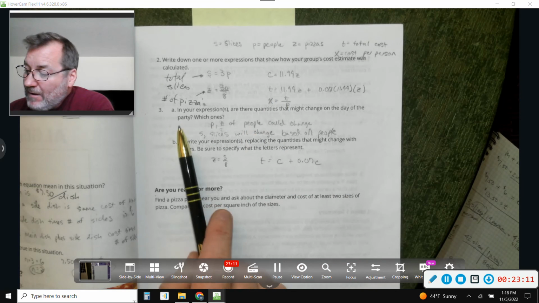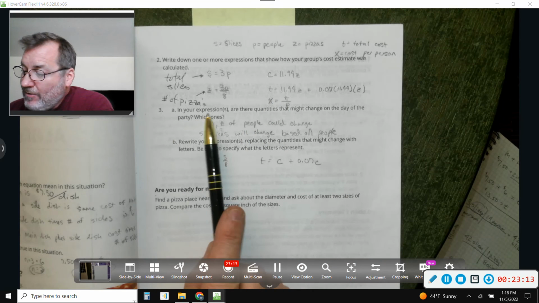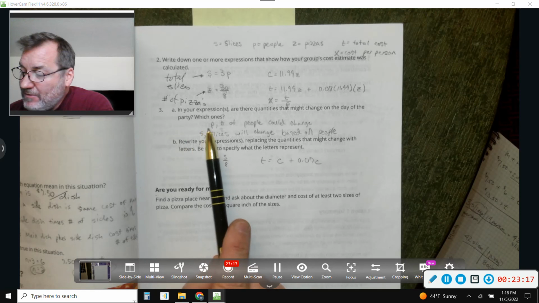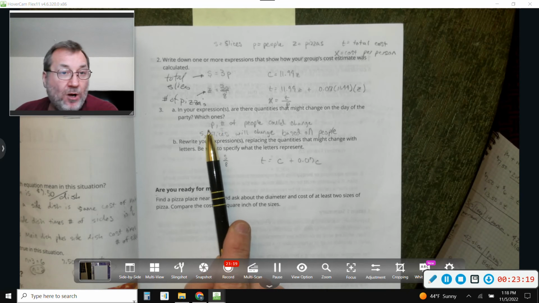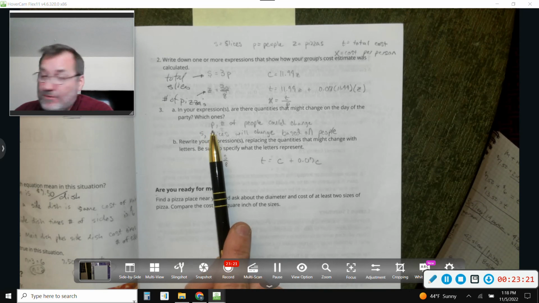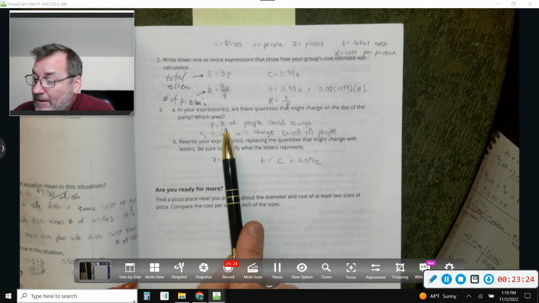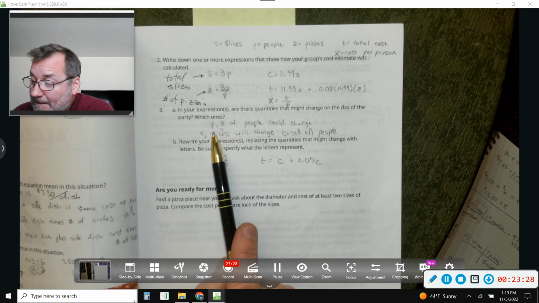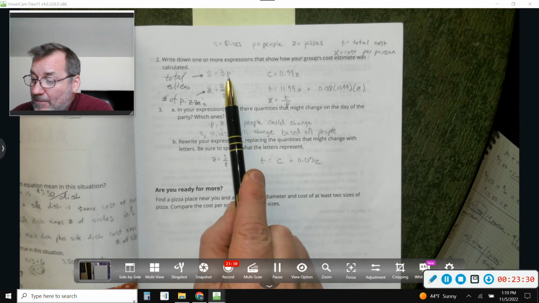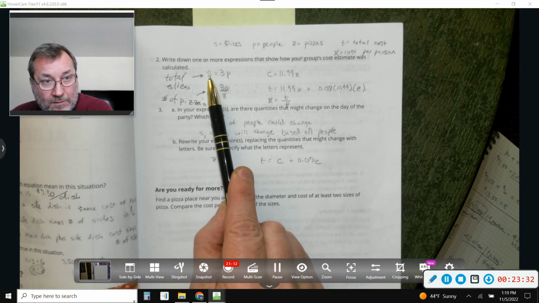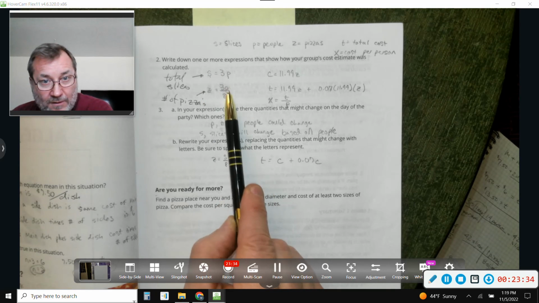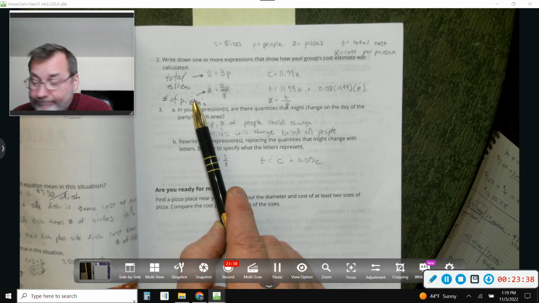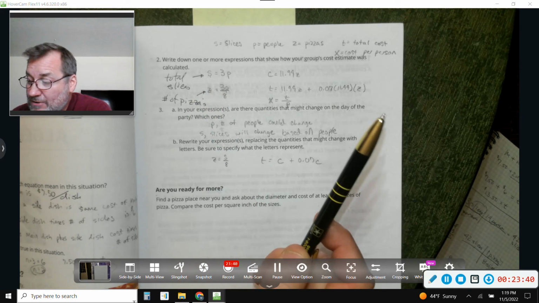All right. 3A. In your expressions are the quantities that might change on the day of the party. Which ones? Well, people might call in sick, or they might bring a friend. You're just estimating 14 people, so the number of people could change. That's perfectly possible. And if you change that number, then you're going to have to change the number of pizzas. All right? So things could change with that.